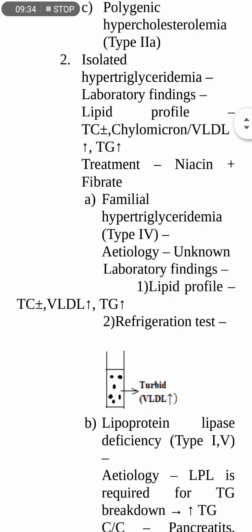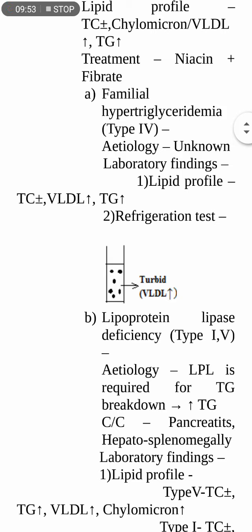In familial hypertriglyceridemia, if you test the lipid profile, you get triglyceride increased and VLDL increased, but the total cholesterol remains within the normal range. Then if you perform the refrigeration test, you get turbid serum due to the increased VLDL.